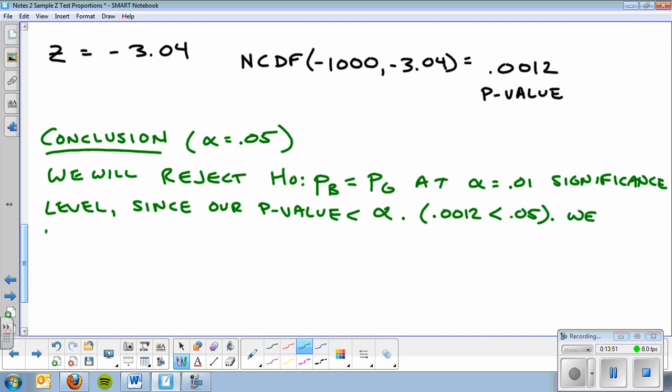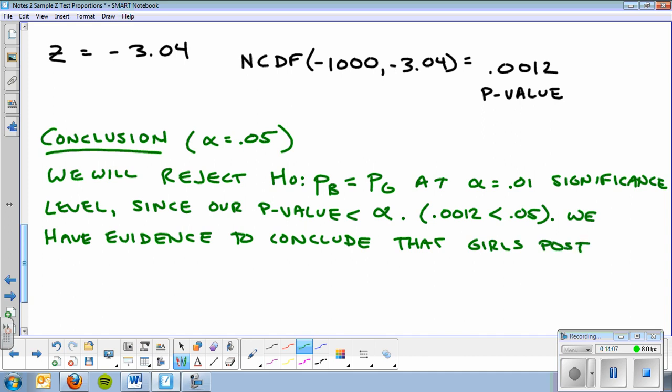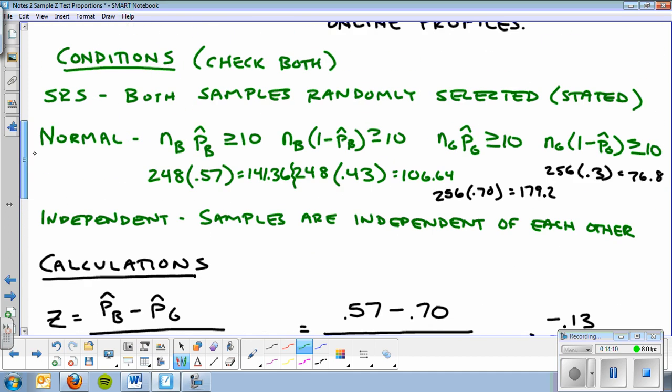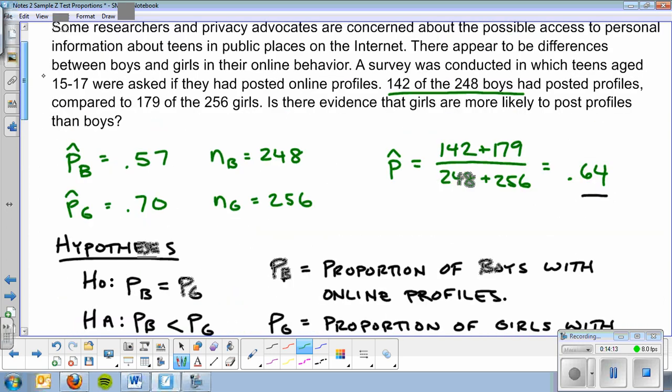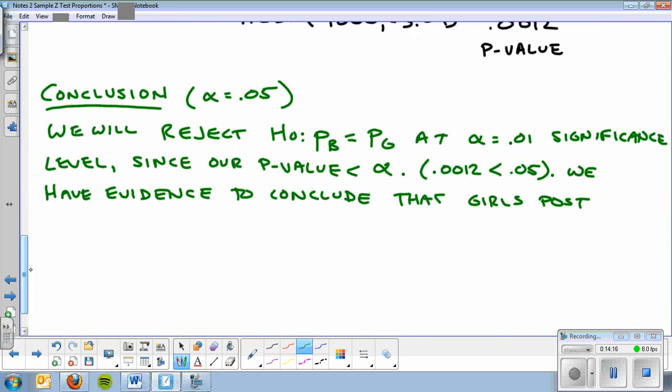We have evidence to conclude that girls post, let's just go back up to the question just to make sure, are more likely to post profiles than boys. Girls are more likely to post profiles than boys.